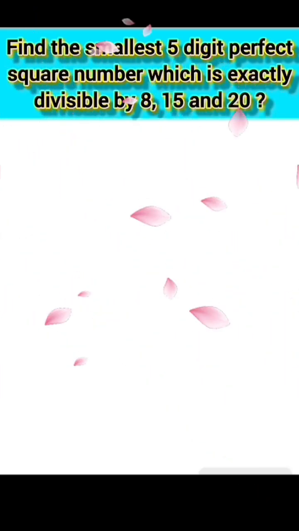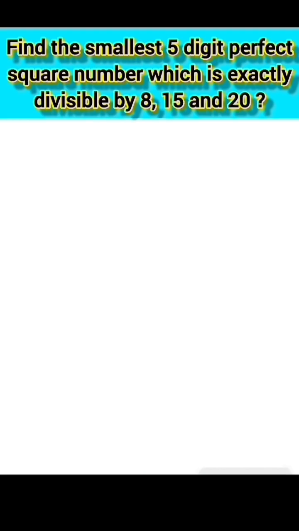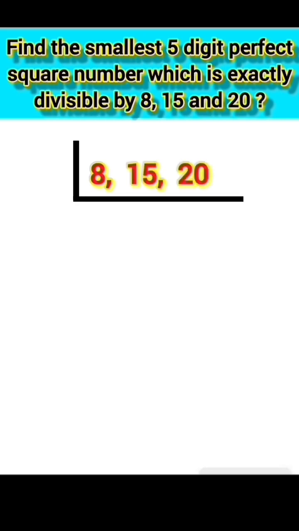Now I discuss most important LCM maths. Find the smallest 5-digit perfect square number which is exactly divisible by 8, 15 and 20. According to the question, we need to find the LCM of 8, 15 and 20. First we should frame it in this way. See, that is 8, 15 and 20.